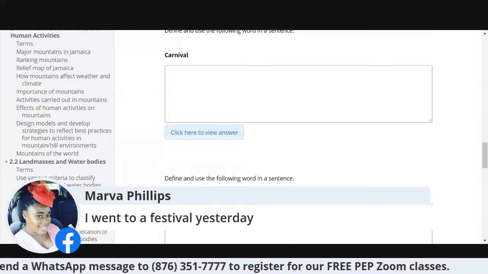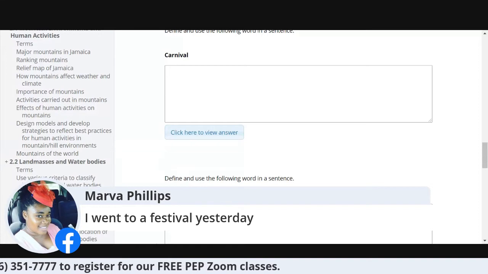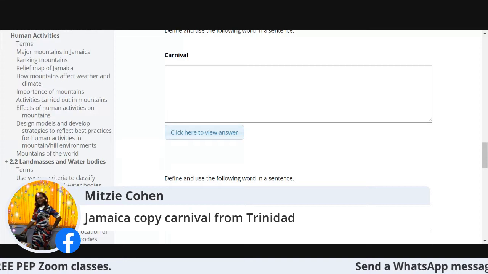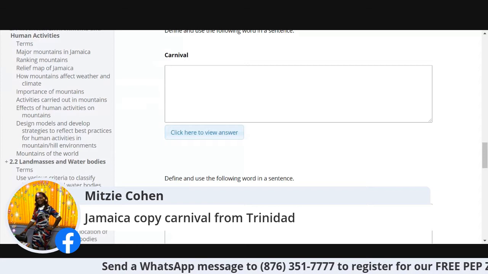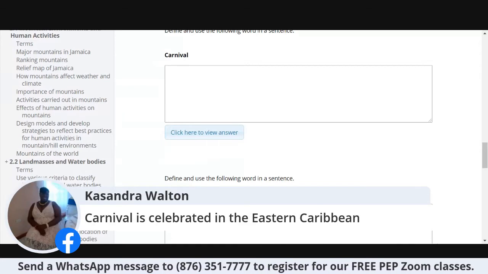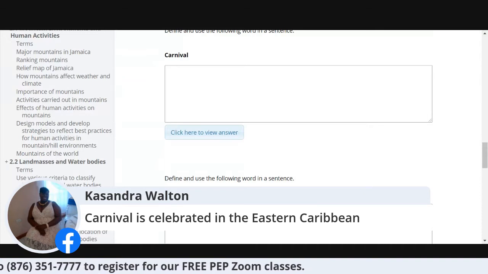All right, so carnival is a celebration kept in Rio. Mitzi, what kind of sentence is that? Jamaica copied carnival from Trinidad. Seriously? Cassandra, carnival is celebrated in the Eastern Caribbean.